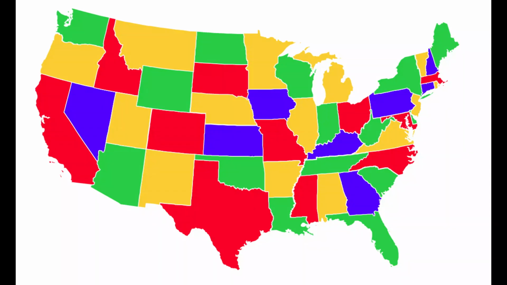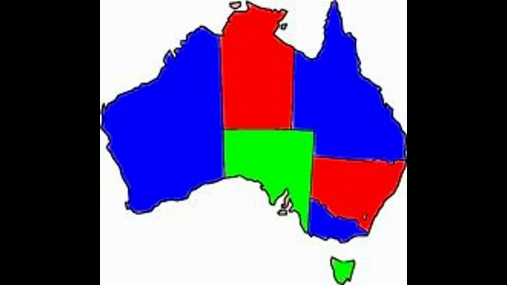You've probably seen this map before. It's the US. But how many colors do you see? Go ahead, count them up. I'll wait. Or let's say a map of Australia. How many colors do you see?